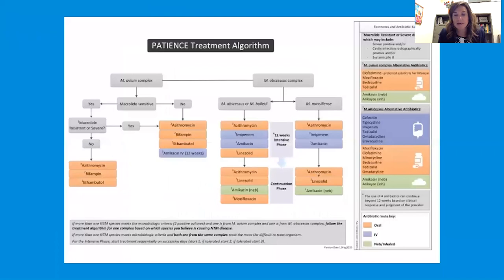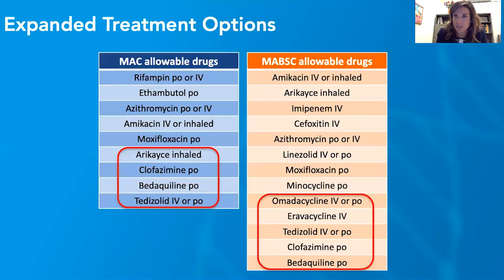I'd like to quickly go over some highlights of the NTM PATIENTS treatment algorithm. In this trial, there are 2 primary arms, one for the treatment of MAC and one for the treatment of abscessus. And then within each arm, there is a further division into a severe or macrolide-resistant arm and a less severe or macrolide-susceptible arm. And then for each of these 4 arms, we provide a first line recommendation for treatment. But then we have quite a few second line options, and those are highlighted on the right. I'll zoom in and show this list again.